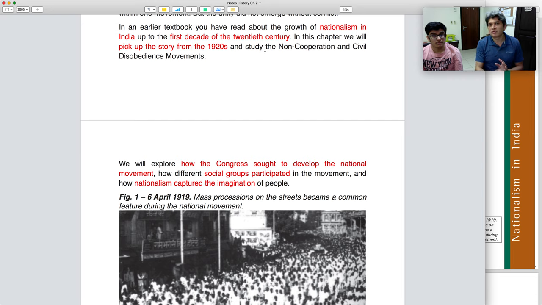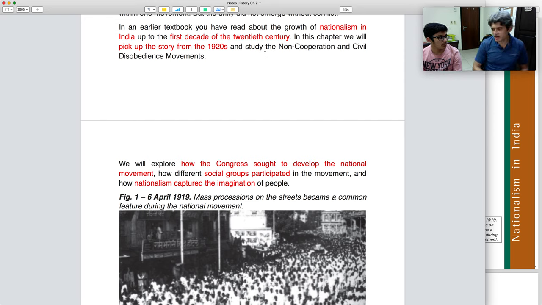Non-cooperation means we are not going to cooperate with you. Not going to cooperate means boycotting schools, British jobs or institutions, telegraph, railways, schools, courts. Even as far as British goods, like cheap mass-produced clothes from Britain. So you will not buy imported goods. Basically, don't give the British any respite, and do not use their stuff.